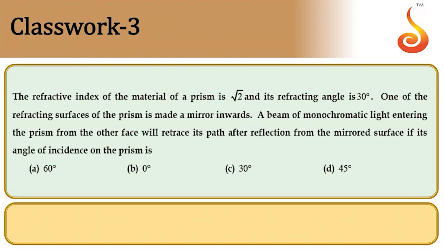Example 3. The refractive index of the material of a prism is √2 and its refracting angle is 30 degree. One of the refracting surfaces of the prism is made a mirror inwards. A beam of monochromatic light entering the prism from the other face will retrace its path after reflection from the mirrored surface if its angle of incidence on the prism is. So, construction.